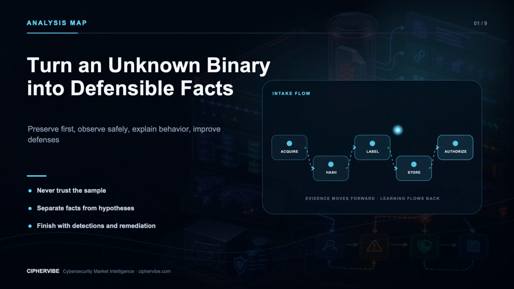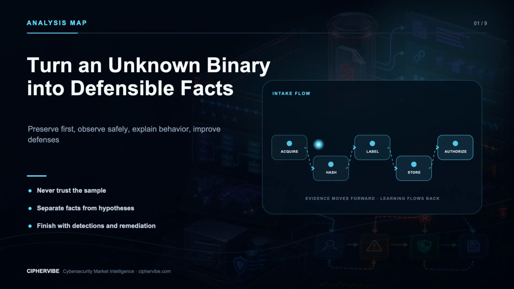Acquire the sample through an authorized process. Preserve its original bytes and hash. Perform static triage without running it. Move controlled copies into an isolated lab. Observe processes, files, configuration changes, memory, and network behavior. Use reverse engineering to explain important branches and payloads. Then report facts, confidence, indicators, detections, containment actions, and remediation.